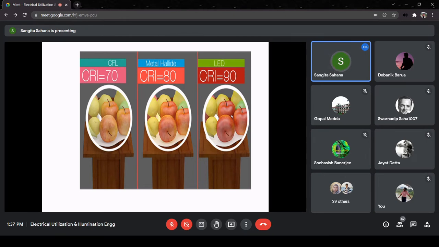For street light, to identify the object is important. Color identification is not that much important. So we can go for low CRI sodium vapor lamps like that. Okay.